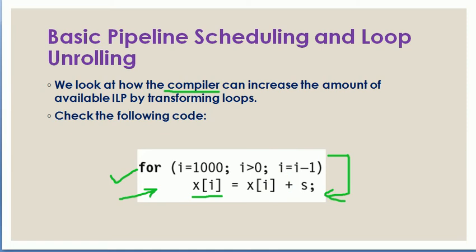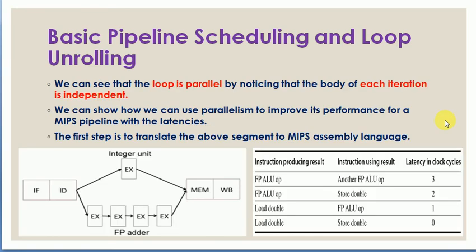Now let us see how this will be implemented using the mechanism of pipeline scheduling and loop unrolling. We are trying to apply a compiler technique for exploiting instruction level parallelism, and for that we use pipeline scheduling and loop unrolling. In the previous example we can see that the loop is parallel and each iteration is independent, as I have already mentioned.